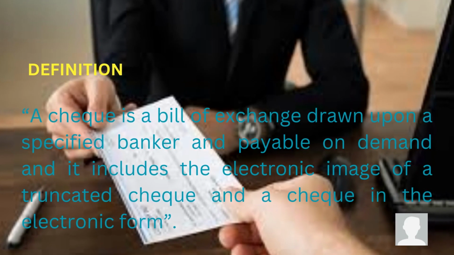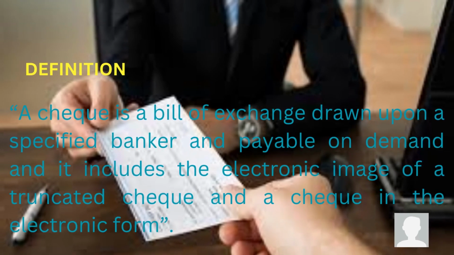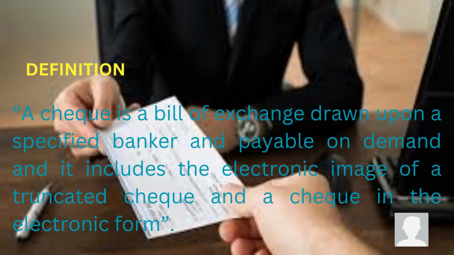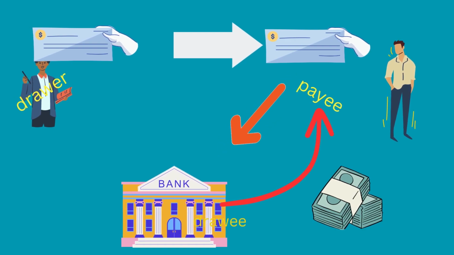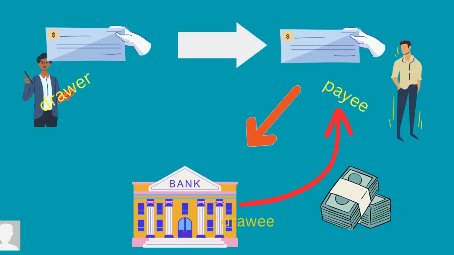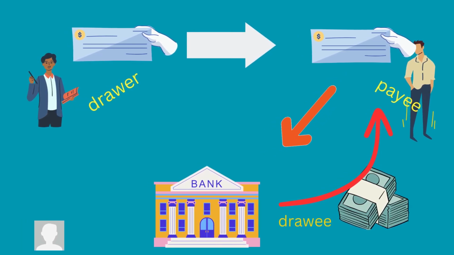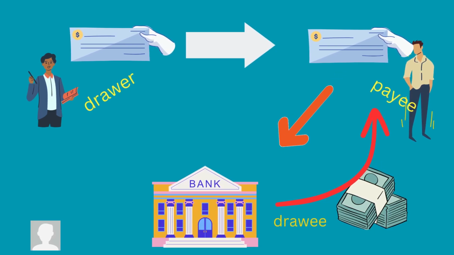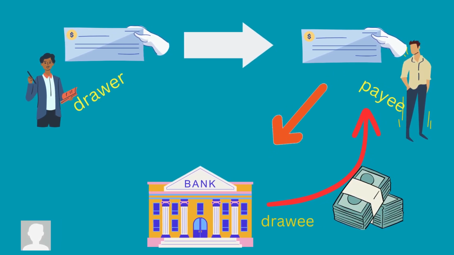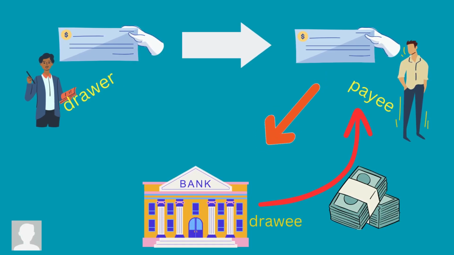Definition. A cheque is a bill of exchange drawn upon a specified banker and payable on demand. And it includes the electronic image of a truncated cheque and a cheque in electronic form. The person who executes the cheque is called the drawer. The person to whom the cheque is given is the payee. When you are executing the cheque to the banker, it is an implied direction that please honor the payment. The person who presents the instrument, that is the cheque. Here the banker is the drawee.